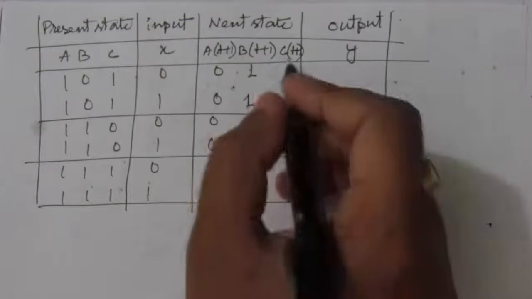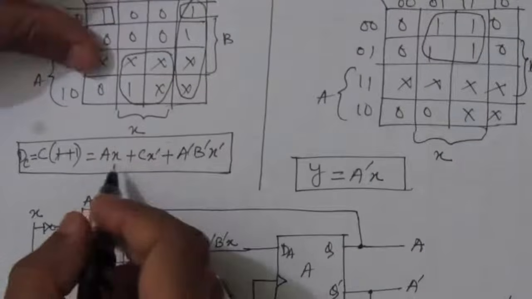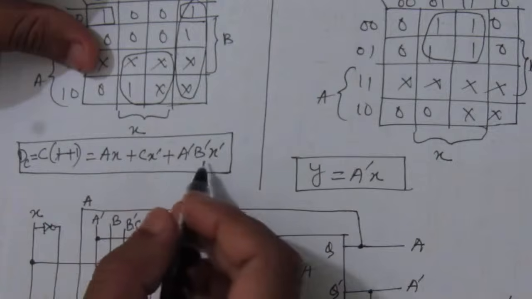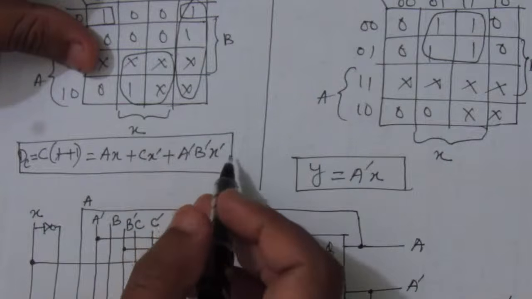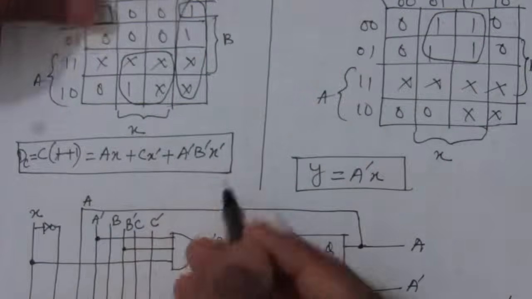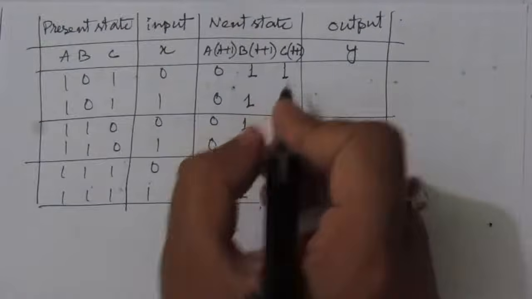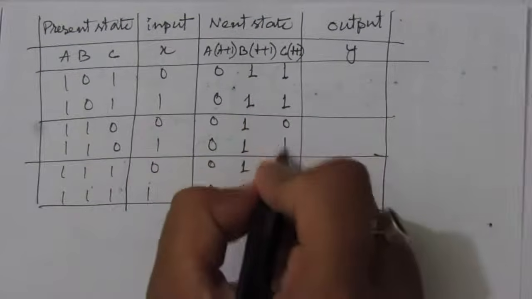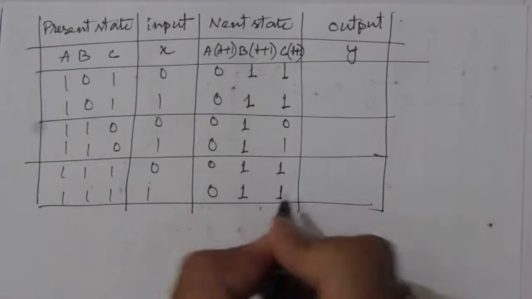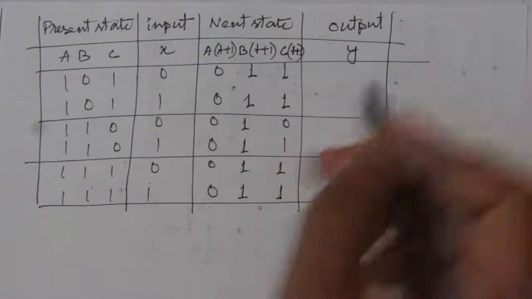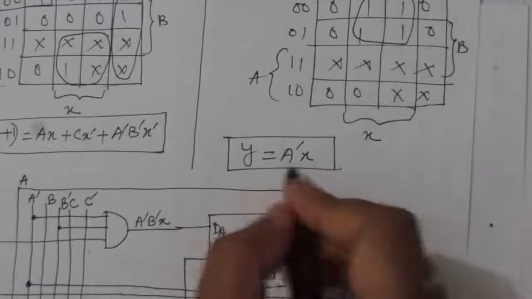Next we have to find out c of t plus 1. For c of t plus 1, we have this expression: ax plus cx bar plus a bar b bar x bar. So you can easily find out using this expression. Let me write it down directly. So we'll have here 1 1 0 1 1 1. Output expression is a bar x.